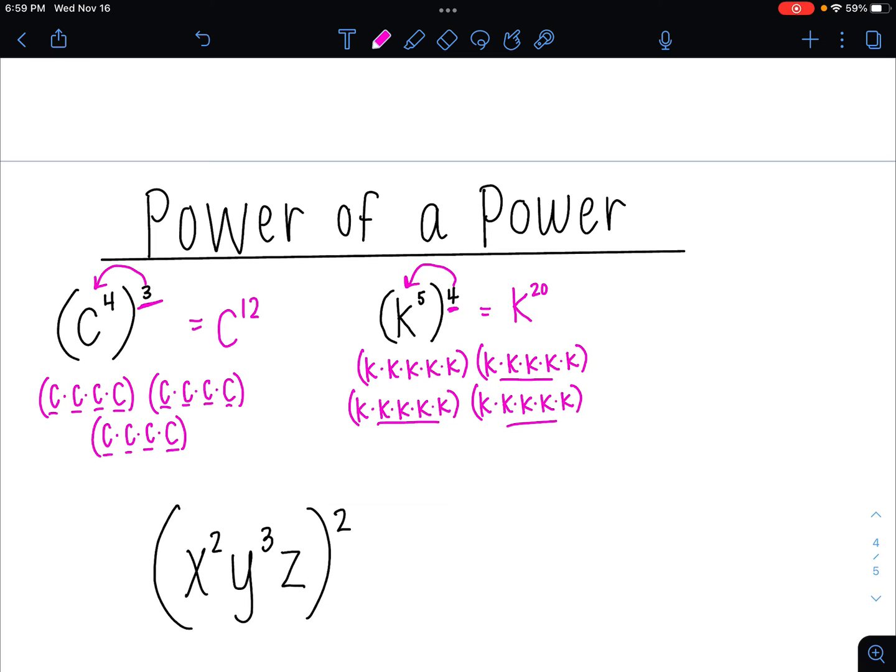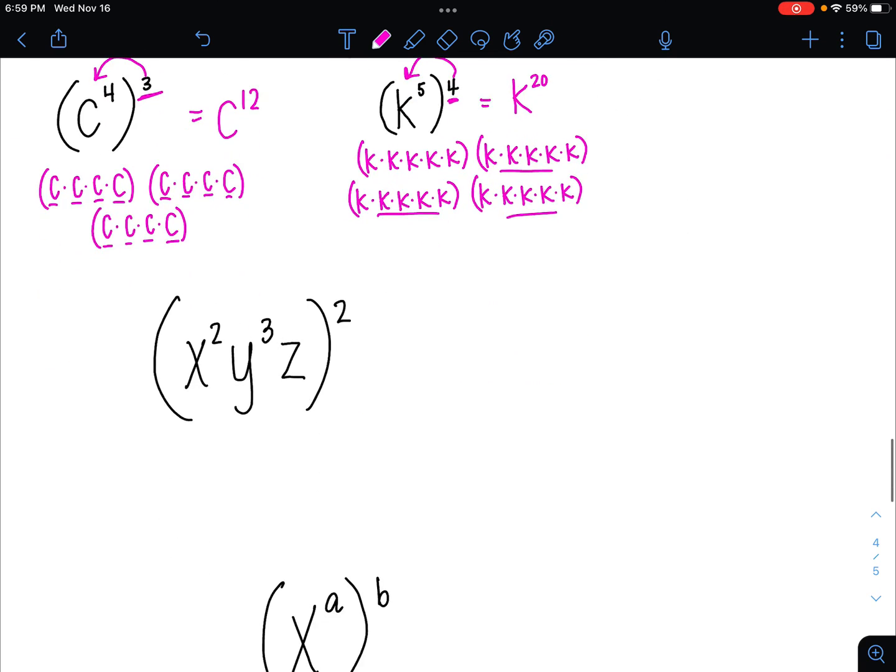Now the same thing works when we have more than one term in the parentheses. So inside here, I have x to the second power, y to the third power, z. When you don't see anything in between, we can remember that it's each of those multiplied together. And then we have all of that to the power of 2.